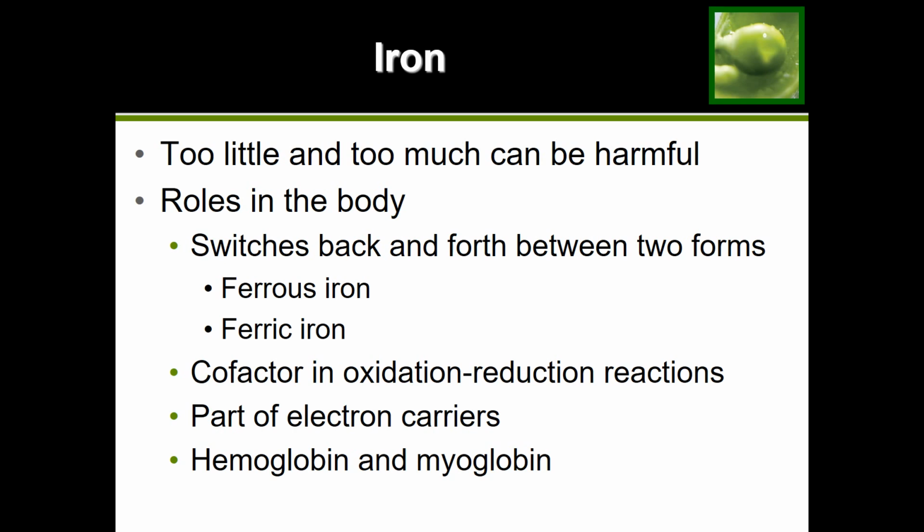Iron is our first trace mineral, and it is really important because its main role is to be part of hemoglobin. Hemoglobin is a protein located inside your red blood cells, and this is what carries oxygen. Oxygen attaches to hemoglobin. Without iron, we wouldn't be able to fully form hemoglobin, which means our red blood cells wouldn't be able to transport oxygen in your blood.